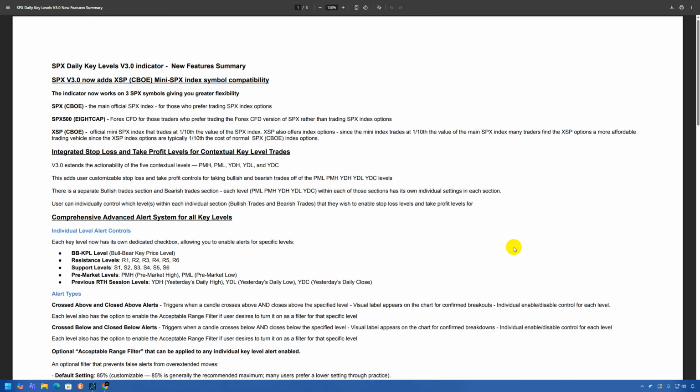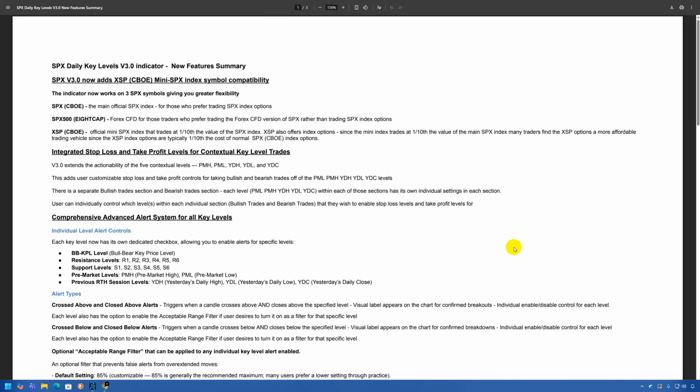The alert types are crossed above and closed above alerts. This triggers when a candle crosses above and closes above the specified level. A visual label appears on the charts for confirmed breakouts. There are individual enable and disable controls for each level. Each level also has the option to enable the acceptable range filter, if the user desires to turn it on as a filter for that specific level.